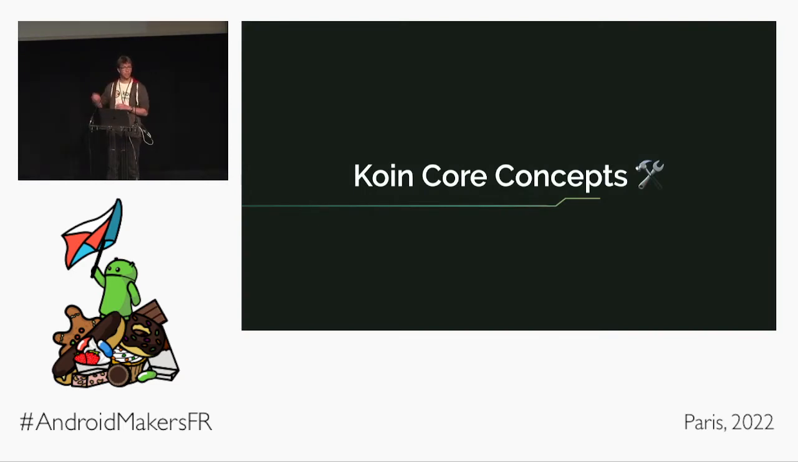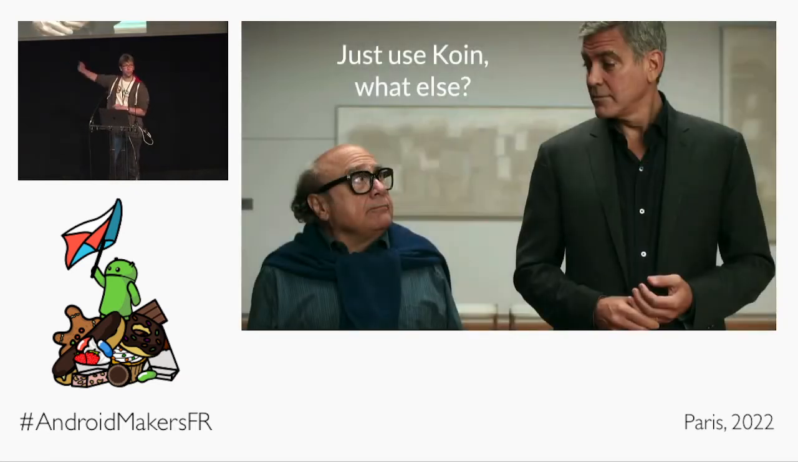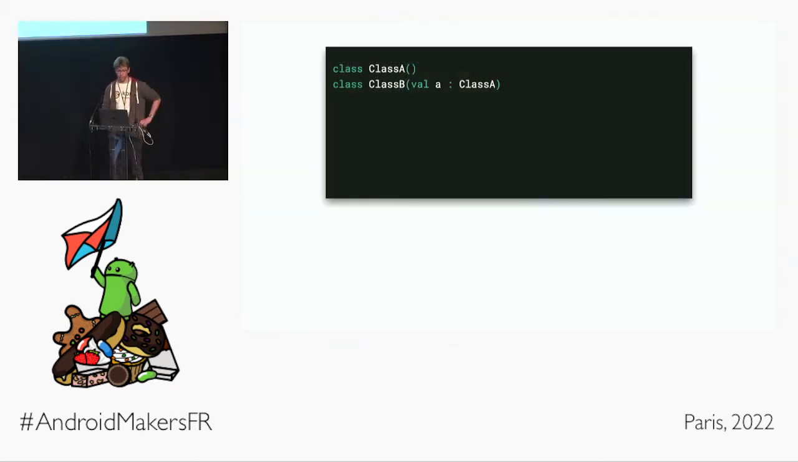But I always keep some core concepts for Koin, just to recap things for those who don't know Koin. If you don't know Koin, just try it. It's super easy. But just to remind you what the basic concept of Koin is, as a dependency injection framework, the idea of Koin is to provide a full Kotlin solution to give you the possibility to describe your components.